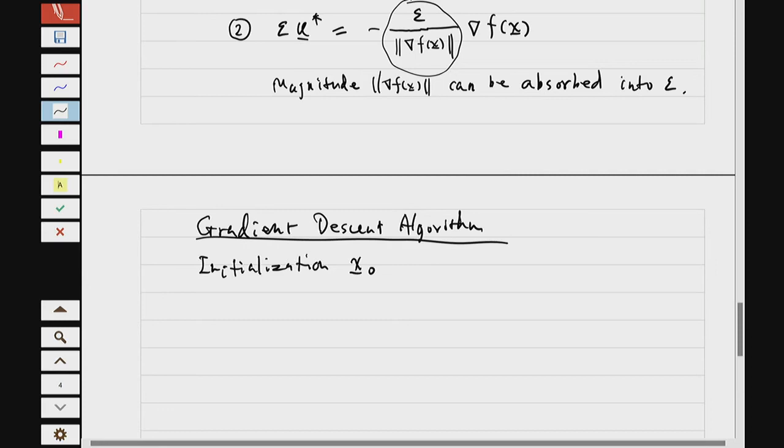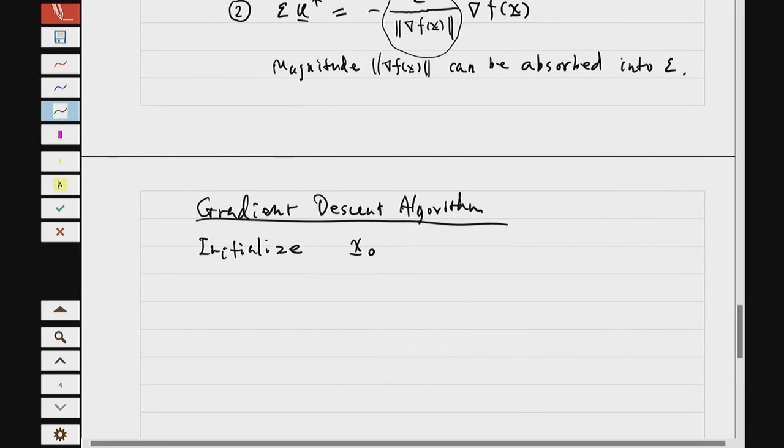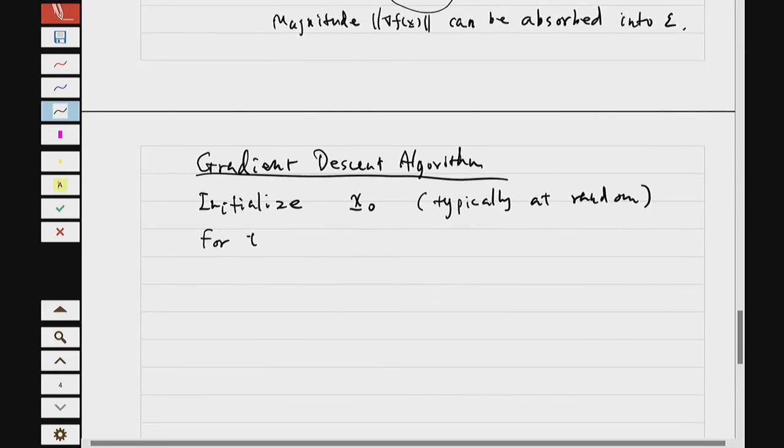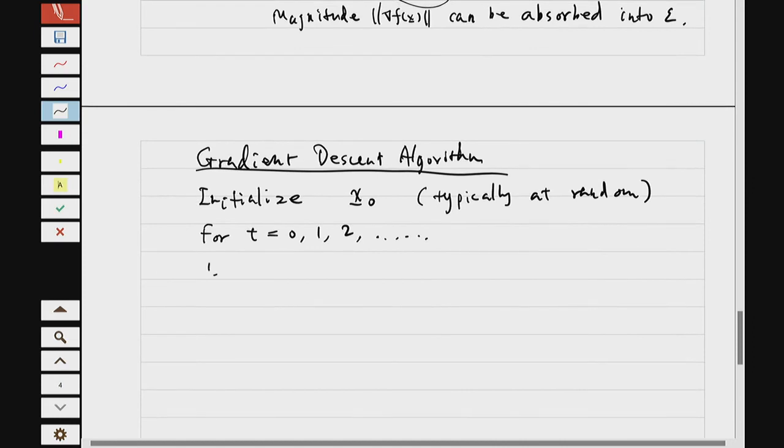So we have initialization, of course. Just initialize x0, and this, of course, typically at random. It doesn't matter where you are, especially if you have a convex function. Doesn't matter where your starting point is; it's guaranteed to converge to the optimal point. So just pick one at random, and then you go through the steps, 0, 1, 2, and so on, until convergence, of course. First, you compute the gradient at that point.